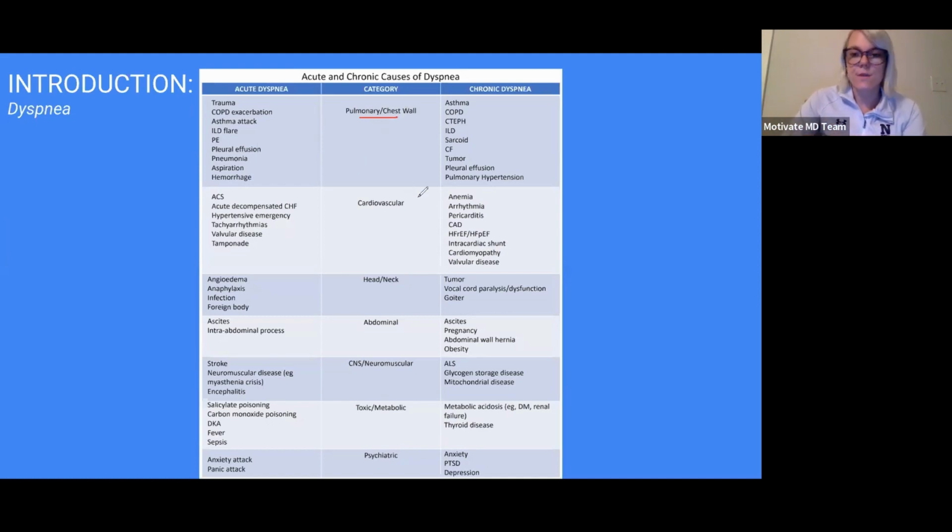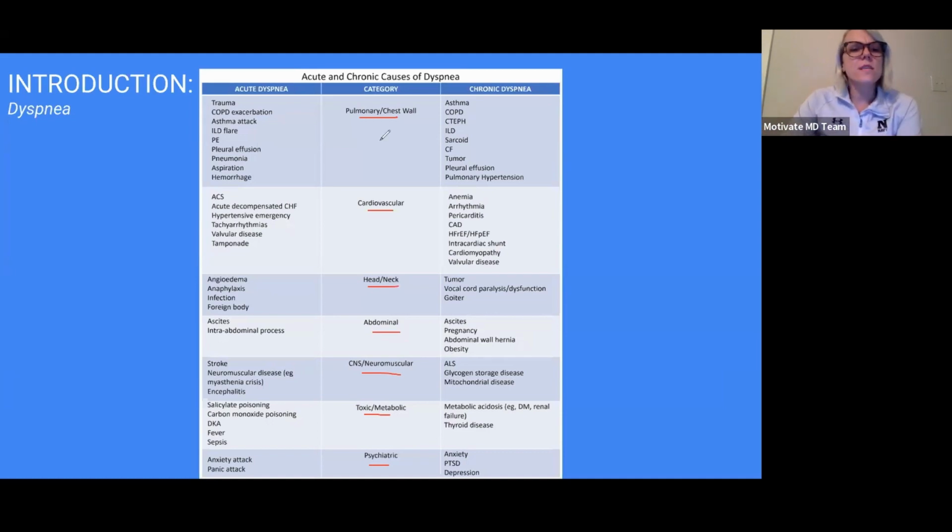And then other things that we may think about are things like cardiac. We may think of things with the head and neck. We may think of abdominal. Other things like neuromuscular. We may think of toxic and metabolic things, or even psychiatric things. And you are probably starting to get the impression that dyspnea, shortness of breath, is really far reaching. There's lots of things to talk about when we are talking about shortness of breath.